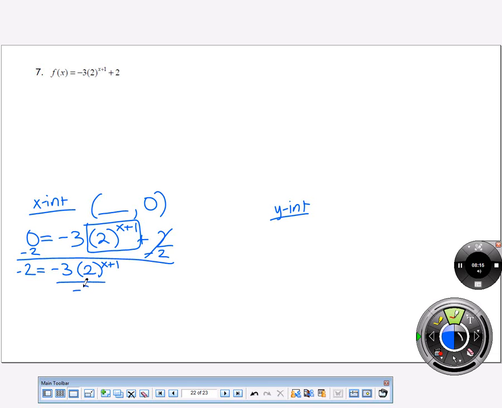And divide by negative 3. Notice I never multiplied together the negative 3 and the 2. The 2 has an exponent on it that doesn't exist on the negative 3. The negative 3 can't just jump in there like it's part of the exponent also.